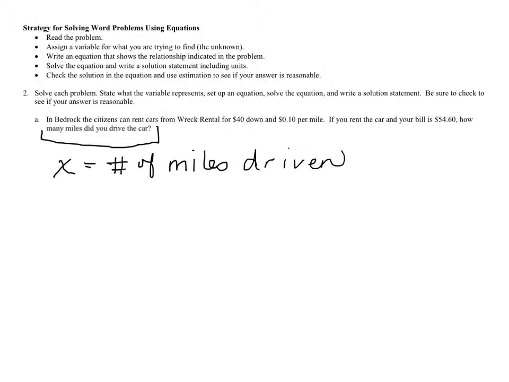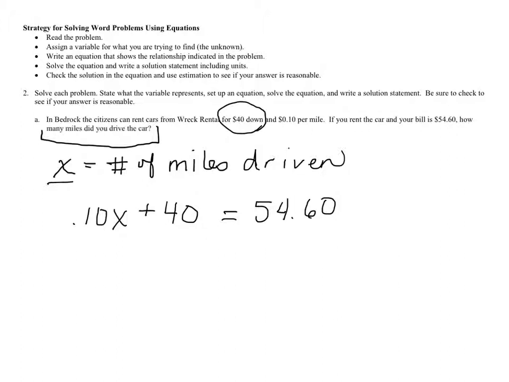All right, now let's set up an equation here. So it's $40 down. So even if you don't drive a mile, you have to pay $40. So we're going to do plus 40. And 10 cents a mile. So for every mile you go, you have to pay 10 cents. So if you go 2 miles, you have to pay 20 cents. 3 miles, 30 cents. But if you go x miles, we'll have to multiply those, 0.10x. And then, of course, you have the $40. And then how much was our bill? $54.60.